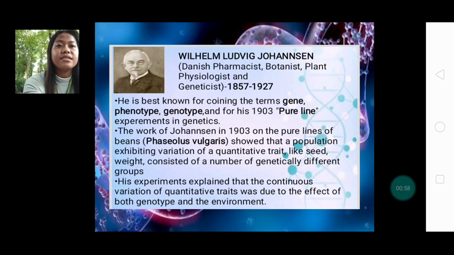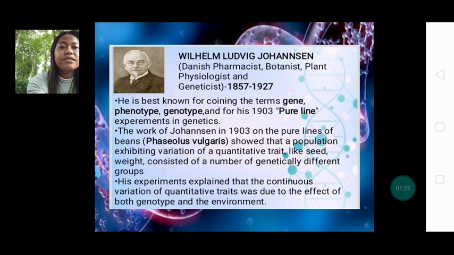Wilhelm Ludwig Johannsen, a Danish pharmacist, botanist, plant physiologist, and geneticist, 1857 to 1927, is best known for coining the terms gene, phenotype, and genotype, and for his 1903 pure line experiment in genetics. The work of Johannsen in 1903 on the pure lines of beans showed that a population exhibiting variation of quantitative traits like seed weight consisted of a number of genetically different groups. His experiments explained that the continuous variation of quantitative traits was due to the effect of both genotype and the environment.